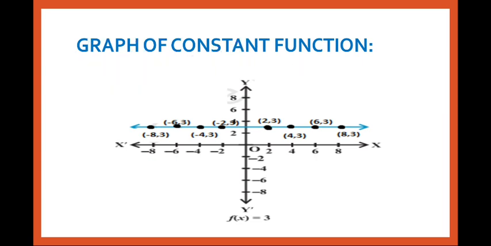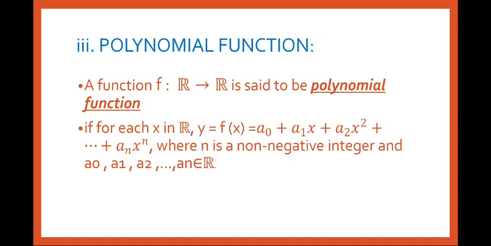So look at here, 2 goes to 3, 4 goes to 3, 6 goes to 3, 8 goes to 3, minus 2 goes to 3, minus 4 to 3, minus 6 to 3, minus 8 to 3. Now if you join these points, you will get a straight line parallel to x-axis. This is the graph for constant function.